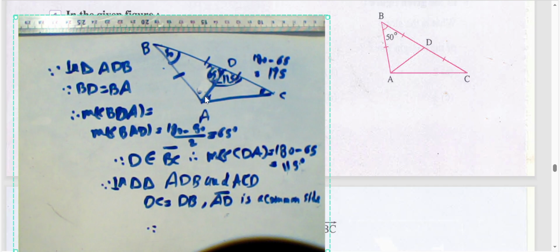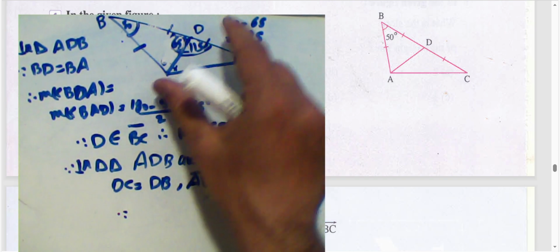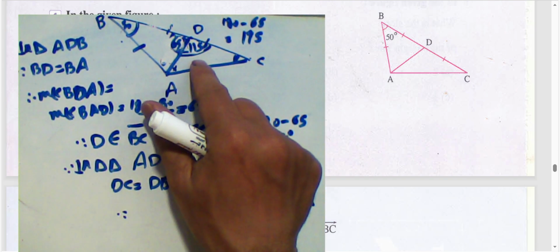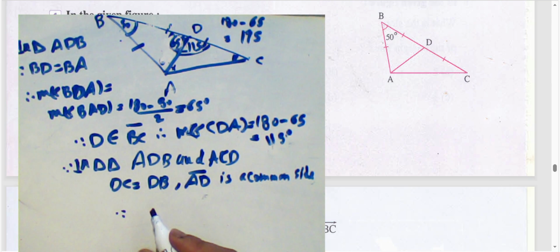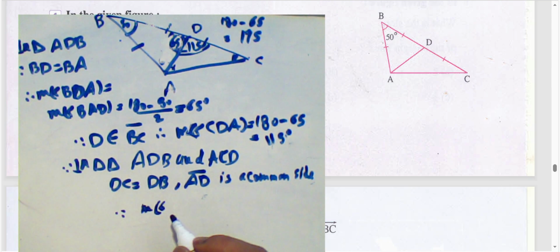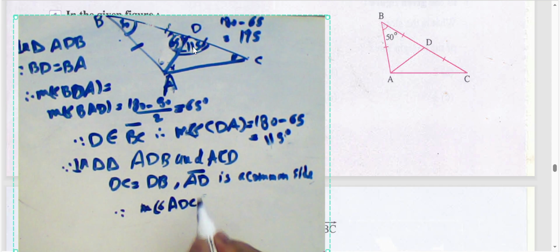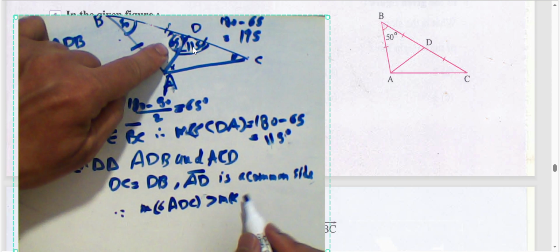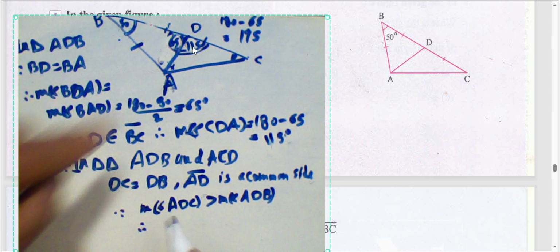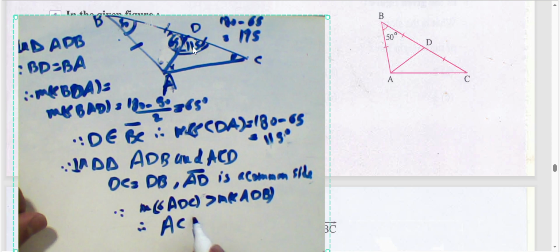Then you can write with me, such that. Okay, now complete with me. We have two triangles, DC equal DB and AD is the common side. Angle 115 is greater than 65. Then the side opposite this angle is greater than the side opposite the 65 degree angle. Such that we can combine the two angles: the measure of angle ADC is greater than the measure of angle ADB. Then the length AC will be greater than AB. Okay, understood?